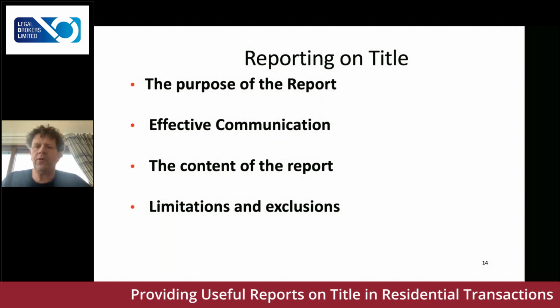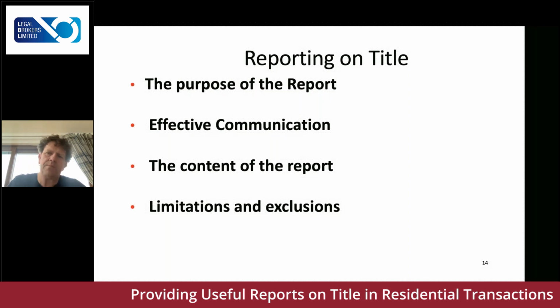We make sure that we provide a summary of our report on title relevant to issues that the client has identified, or relevant to the client's objective. We make sure that the report on title is effectively communicated. So when I'm emailing a report on title to the client, I want the client to confirm to me that the report on title has been read and understood, and I'm going to insist that the client, if they have any questions, raise those questions immediately.